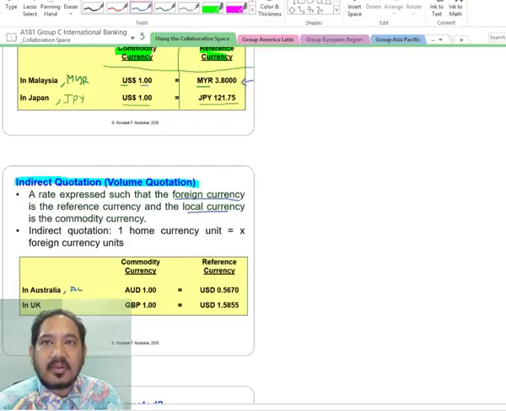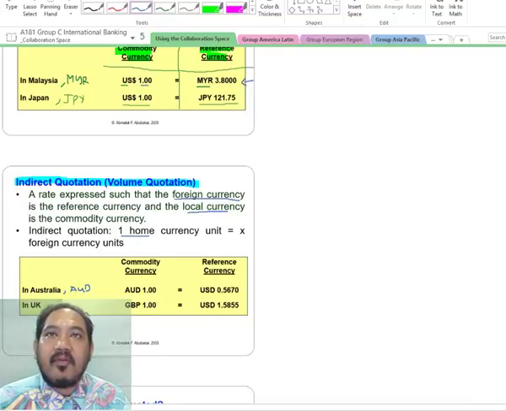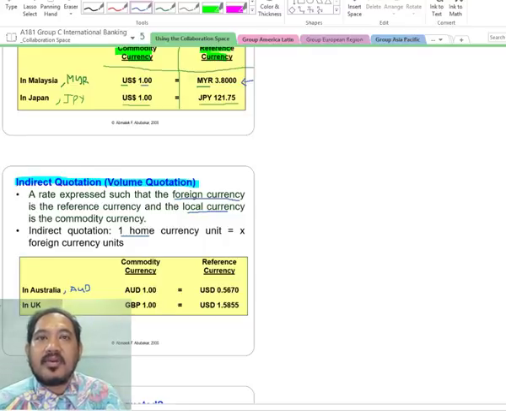Australia. In an indirect quotation, the Australian dollar will be in the form of one amount of home currency. So the expression will be Australian dollar one. For Aussie dollar one, how much will be equal to the foreign currency? The foreign currency will be the reference currency in this kind of quotation, or what we call volume quotation.